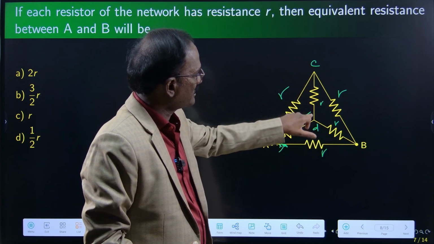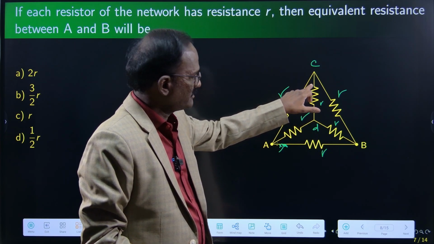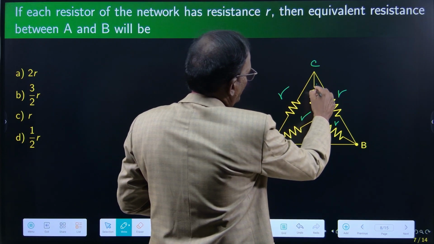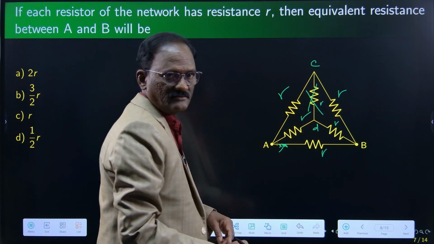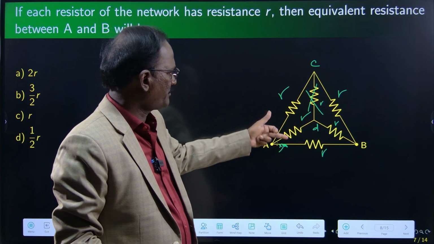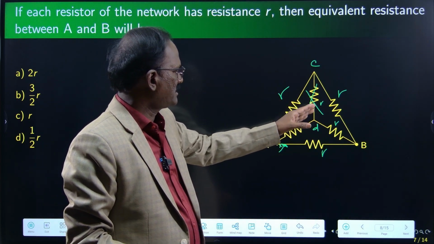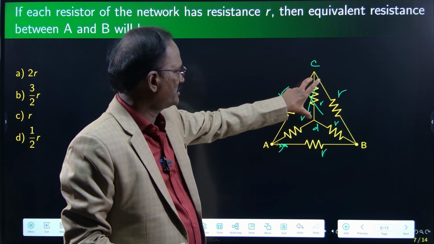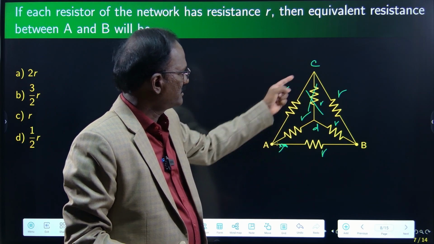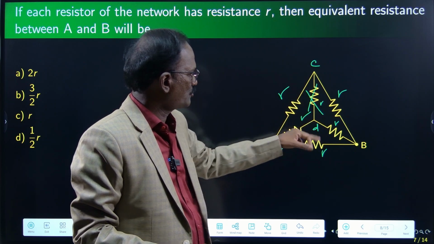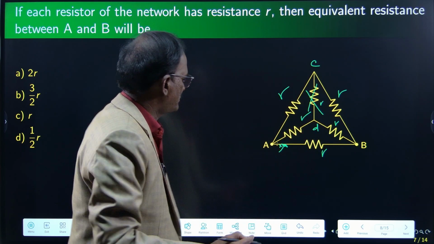Then the current through the center part will be 0. This resistance will not be used here, right? It is balanced: R by R, R by R, equal values, so it is a balanced Wheatstone bridge. You remove the part between C and D. This R and R in series, this R and R in series, 2R each, in parallel. R is the result.